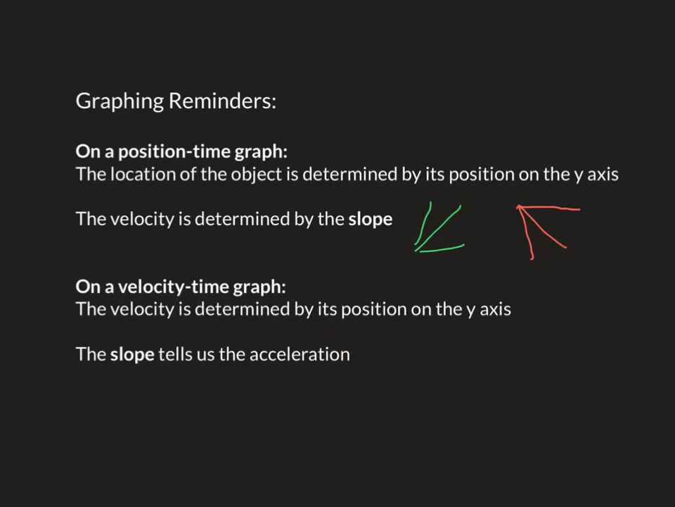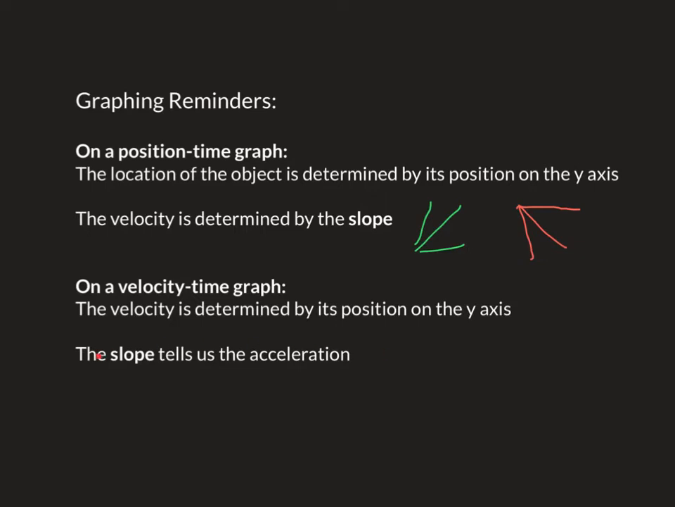So a couple rules to remind you of that we didn't really pay that much attention to back in uniform motion: on a velocity time graph, to figure out how quickly it's moving, its velocity, I just need to read where it is on the y-axis. The higher up on the y-axis it is, the faster it's going. Or the further from 0 on the y-axis, the faster it's going. That's a better way of phrasing that.